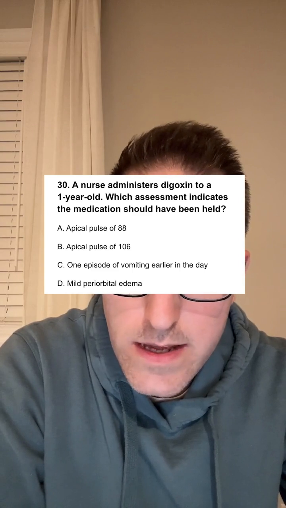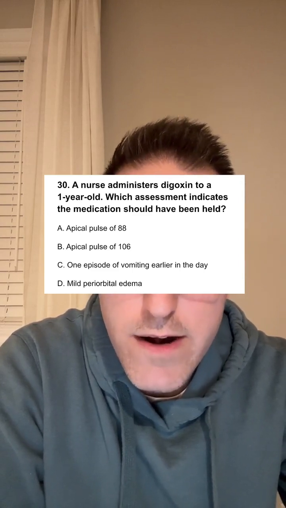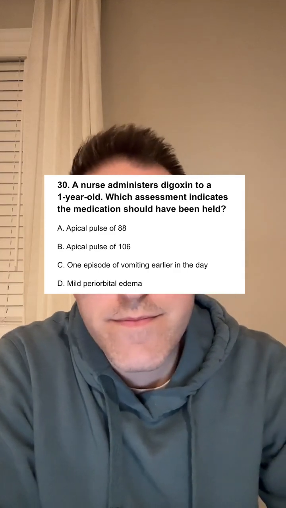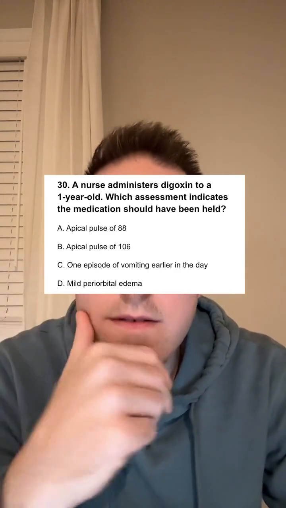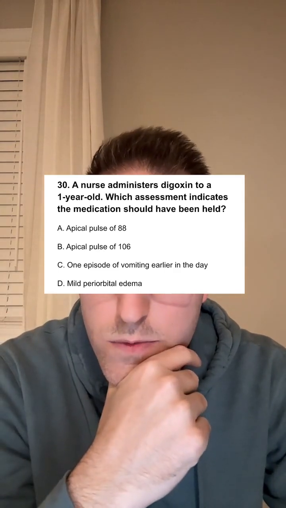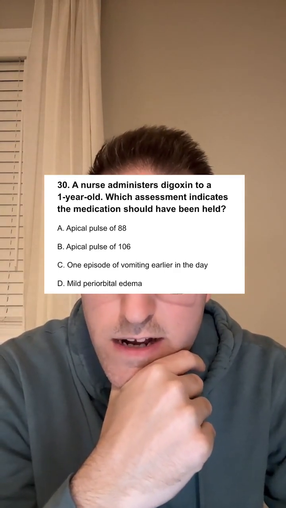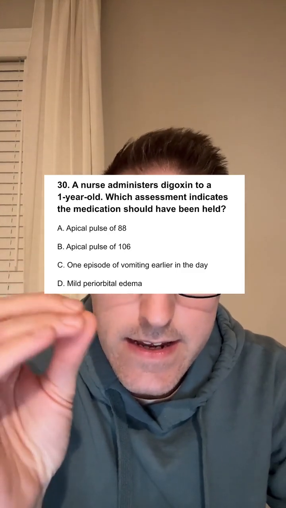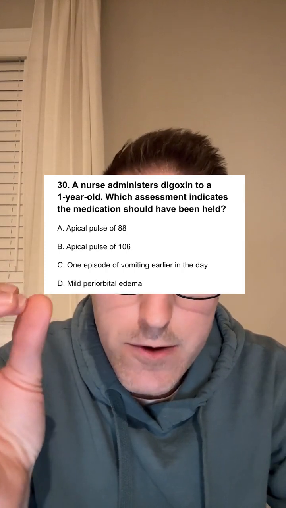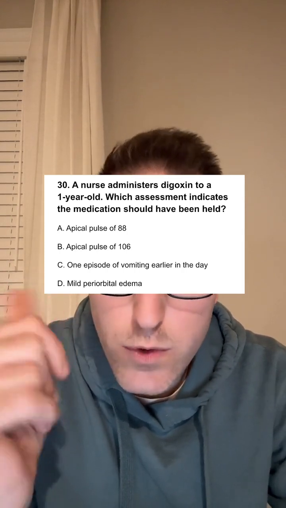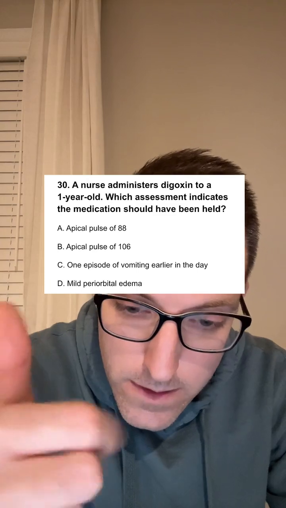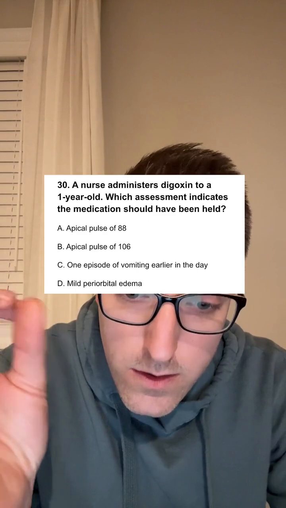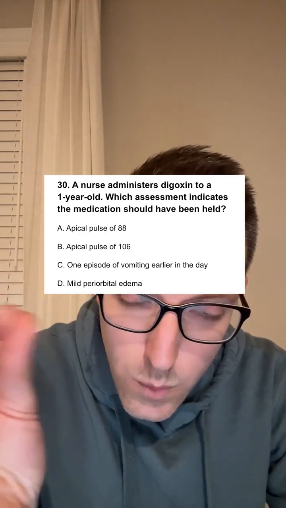Answer to 29 was C, that kid with respiratory stridor. So 30 here, we're talking about the 1-year-old getting digoxin. The correct answer is going to be A. I see a lot of A's and D's. So A here, that apical pulse of 88, because we're talking about a 1-year-old, an infant. For infants, you hold digoxin when we're talking about a heart rate between 90 and 110.